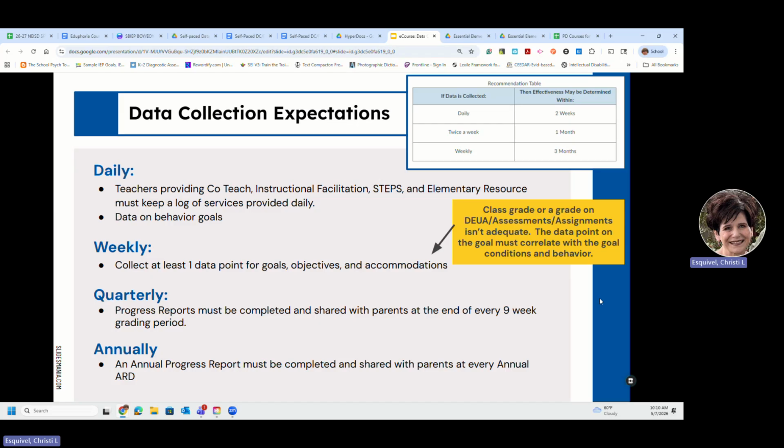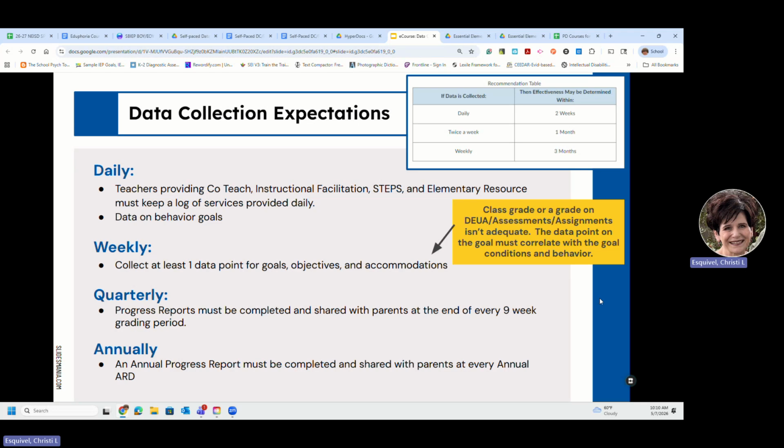On a daily basis, teachers providing co-teach, instructional facilitation, STEPS, and elementary resource must keep a log of services provided. Data on behavior goals should also be collected daily. On a weekly basis, we should collect at least one data point on goals and objectives and accommodations. Remember, we're collecting data in the same manner in which the goal is written.